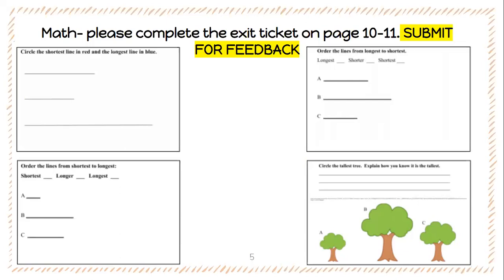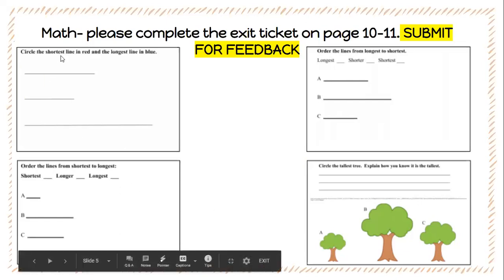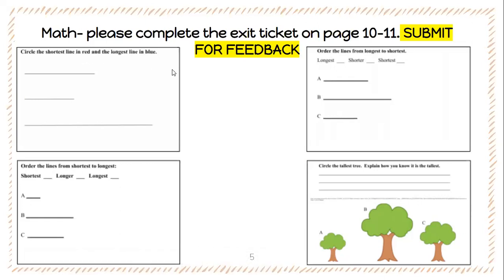This is what your exit ticket looks like. So up here it says circle the shortest line in red and the longest line in blue. So you can go ahead and do that. If you don't have a red or blue, then you need to pick 2 different colors and tell us what colors you're using. For example, say you have orange and yellow. So you'd have to say that the orange shows the shortest and yellow shows the longest.